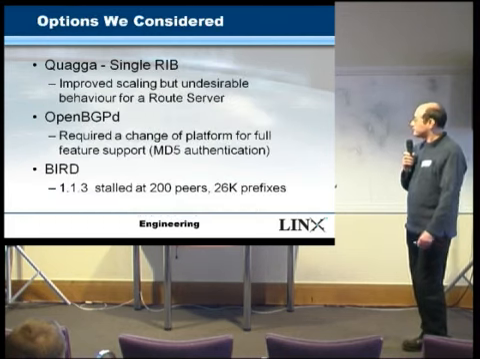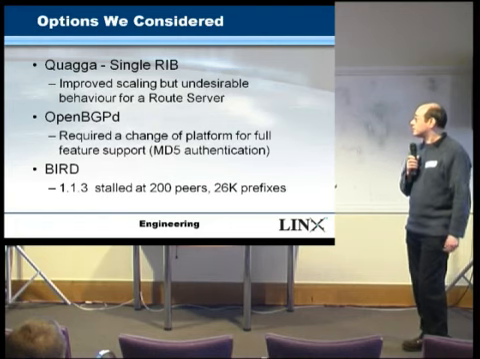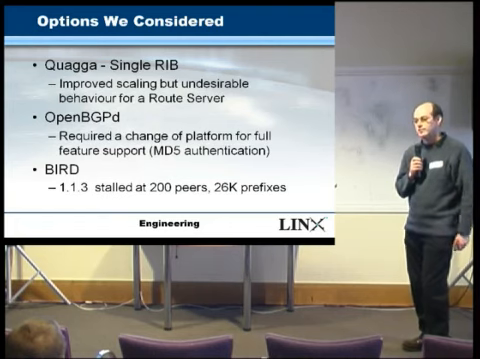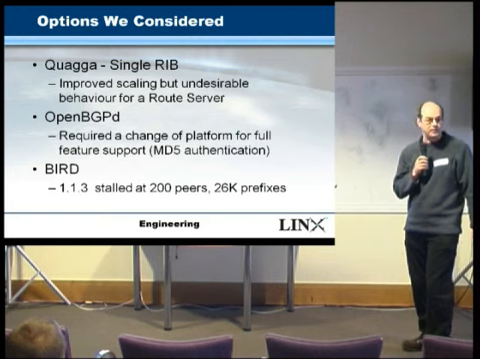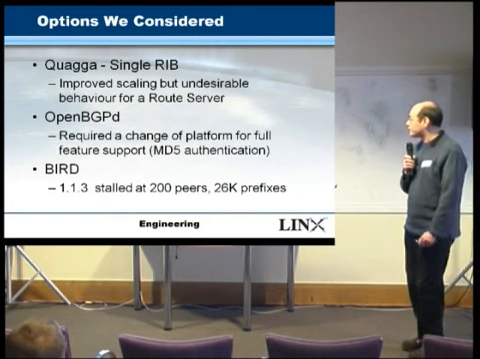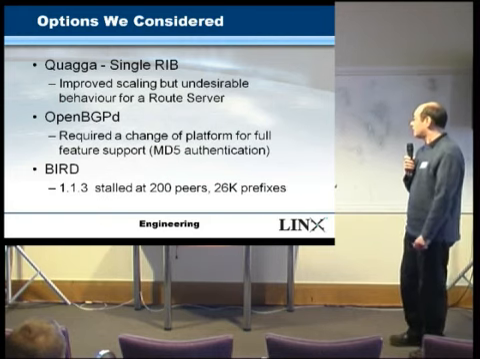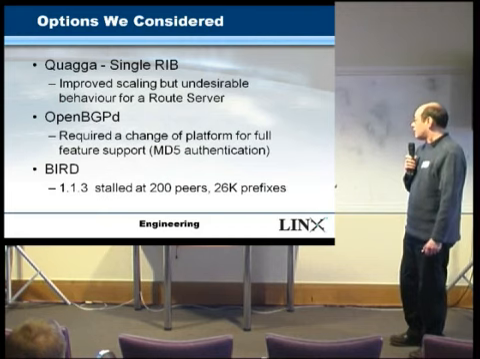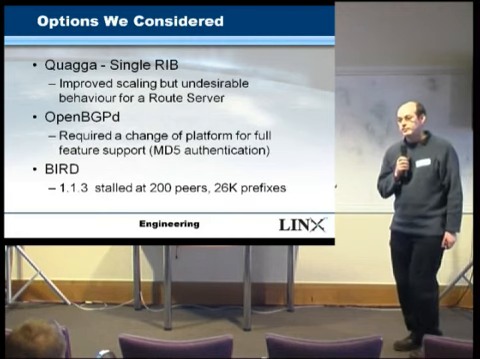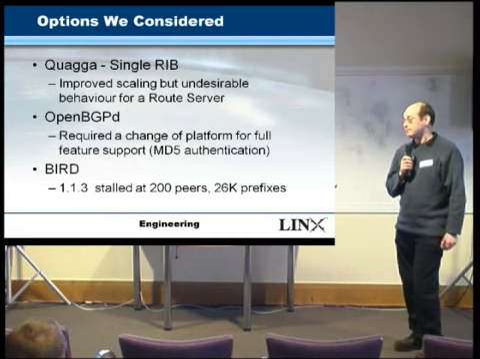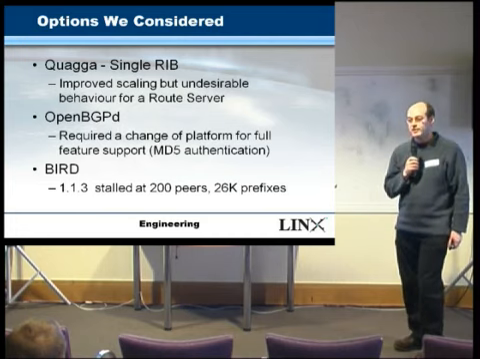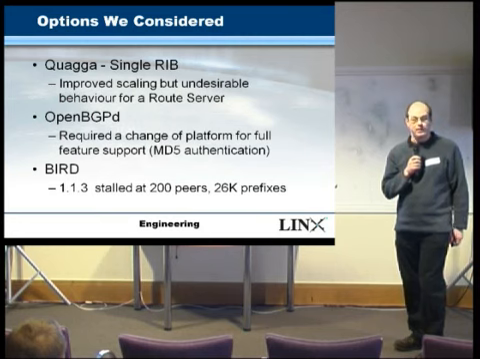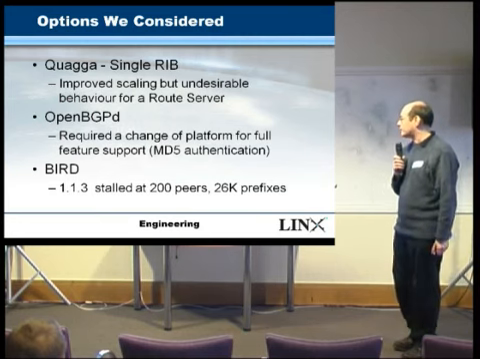So we looked at some options. We could take Quagga and strip it down to a single RIB, but as we've already seen in previous presentations, that's not ideal. That won't give us the functionality we need. So that wasn't really an option. We could do OpenBGPD. OpenBGPD doesn't support its full feature set unless you're running it on OpenBSD. Particularly, it doesn't do MD5 authentication. Some of the members want MD5, so really, we don't want to do that.